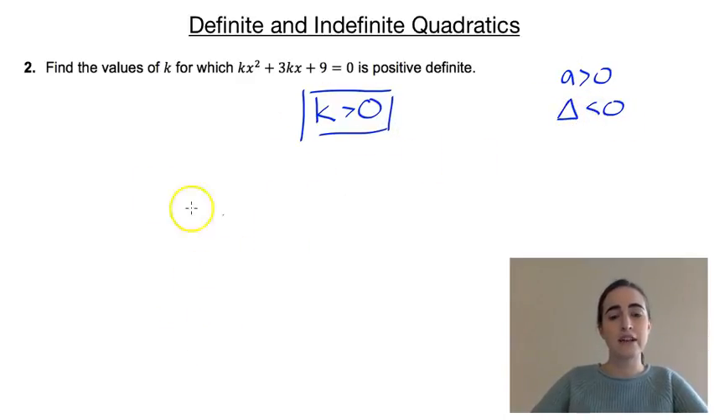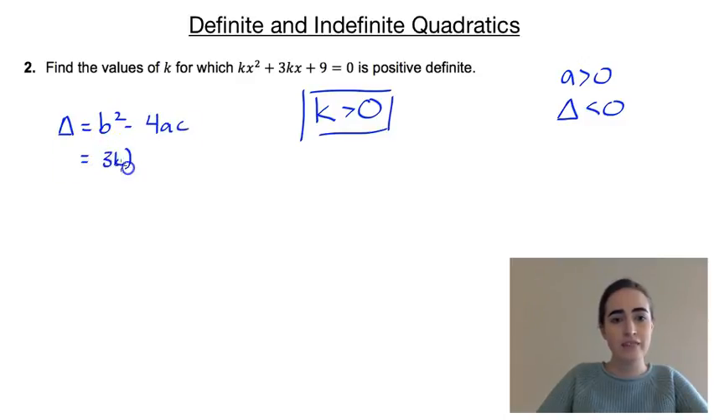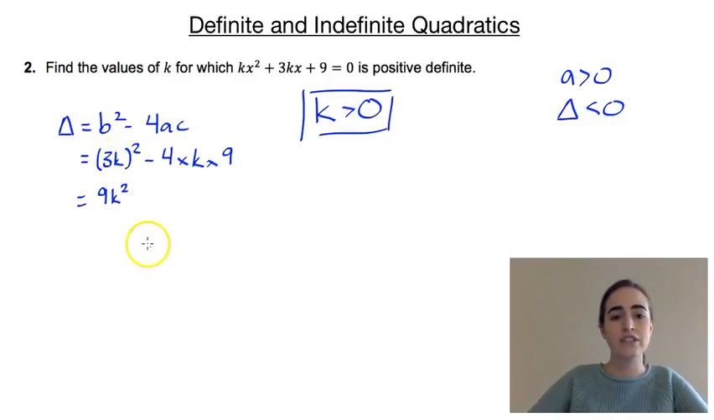But let's have a look at this second one, the discriminant. So our discriminant is going to be b squared minus 4ac, which is (3k) all squared, because that's the coefficient of x, minus 4 times k times 9. So (3k) squared is going to be 9k squared if we expand it out, so each of those things squared. And 4 9s are 36, so we're going to have minus 36k.